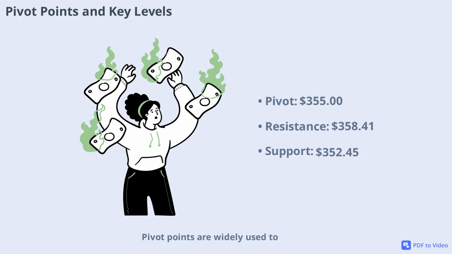Pivot points are widely used to identify potential support and resistance levels. For ADBE, the main pivot point is at $355, with resistance at $358.41 and support at $352.45. The current price is almost exactly at the pivot, suggesting a potential inflection point. These levels can act as magnets for price action and are often watched closely by traders.